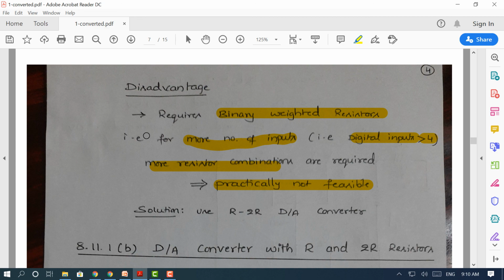digital to analog converter. This drawback can be easily overcome by using only 2 sets of resistors instead of using R by 2, R by 4 and R by 8. In the next circuit that we are going to discuss, we use only 2 types of resistors. One is R, the other one is 2R. This overcomes the drawback of the binary weighted resistor type digital to analog conversion.